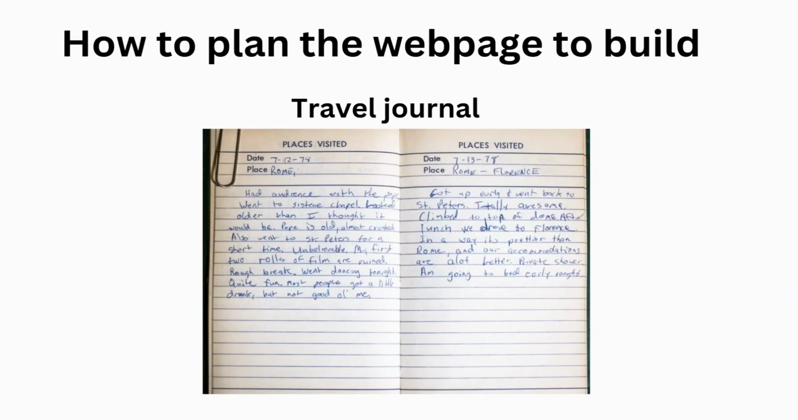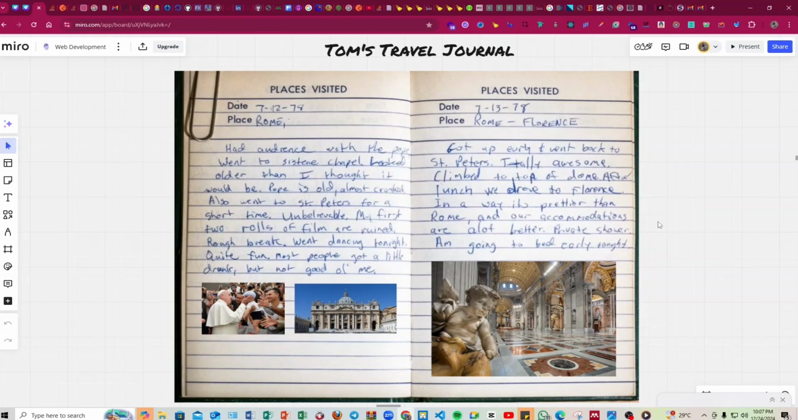If you like to document your travel journey in a journal and you want to convert it into a web page to enable you to share it with the world, how do you think you go about building it? Let's take a look. On this screen, we have Tom's travel journal.